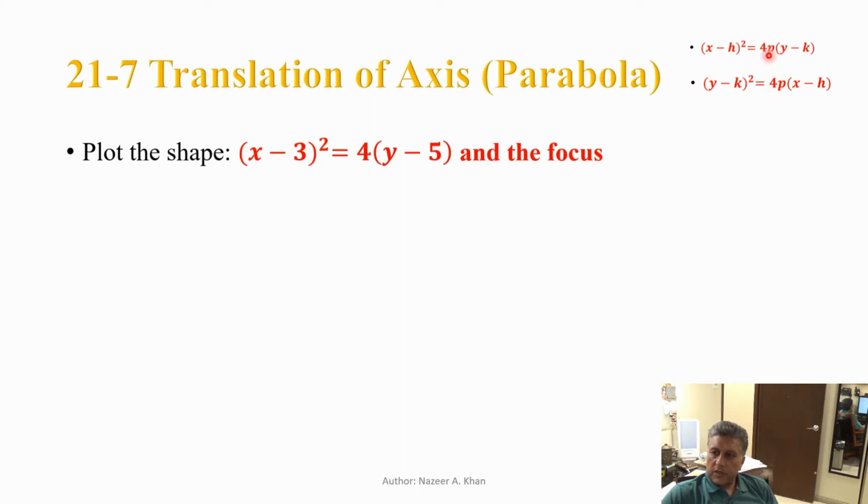So we are looking at this. 4p is that coefficient right there. So I could tell you right now, if this is 4p, then p should be 1, and we'll see that right away. Now, and the focus. Let's see, plot the shape and the focus. So we want to plot the shape and the focus. The focus always happens on the inside of the parabola.